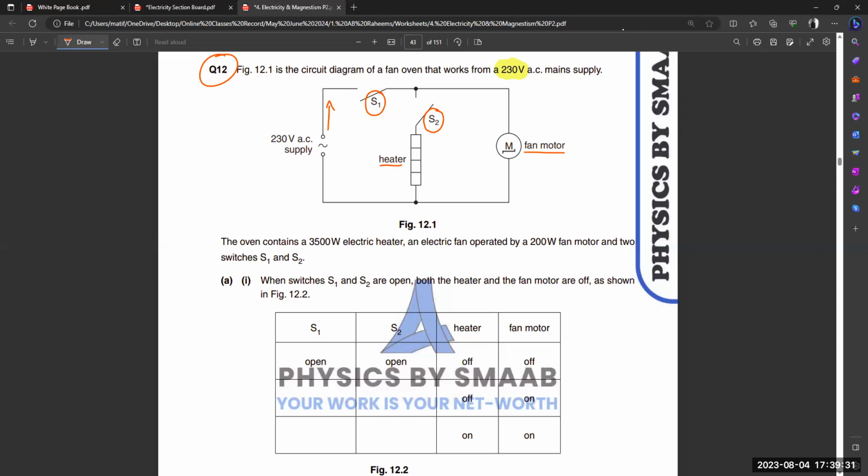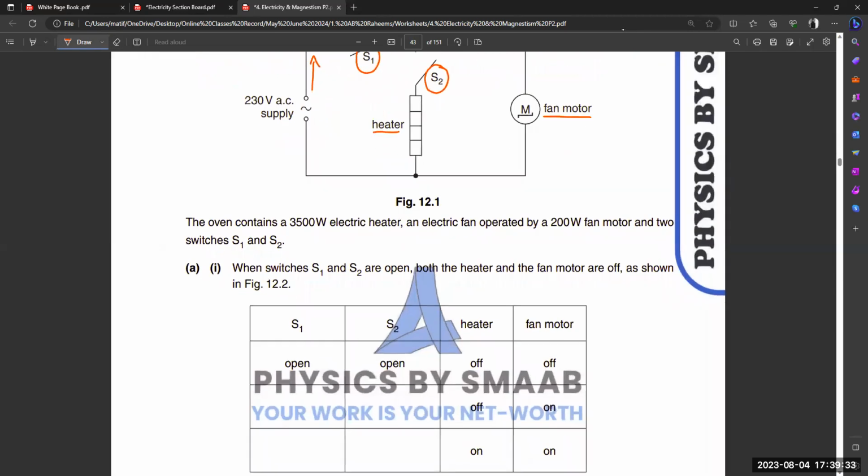So now the question is, the oven contains a 3500 watt electric heater. Oven means the heater. They are talking about the heater, because an oven works like a heater. So there is a value of power given over here, and an electric fan operated by 200 watt. So there are two values of power, and there are two switches, S1 and S2.